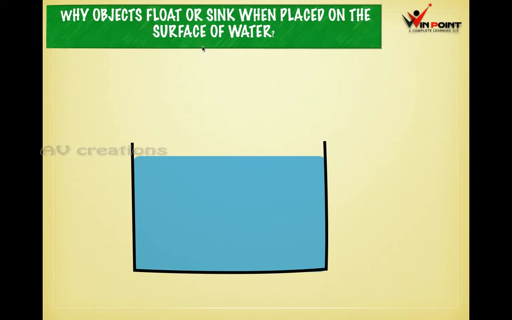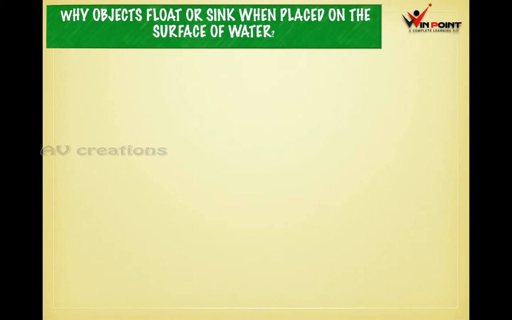Why do objects float or sink when placed on the surface of water? So we are considering two objects. One is a nail and one is a ball. If we dip these objects into water, the nail will sink and the ball will float. What is the reason? It is the same liquid. The reason is density.